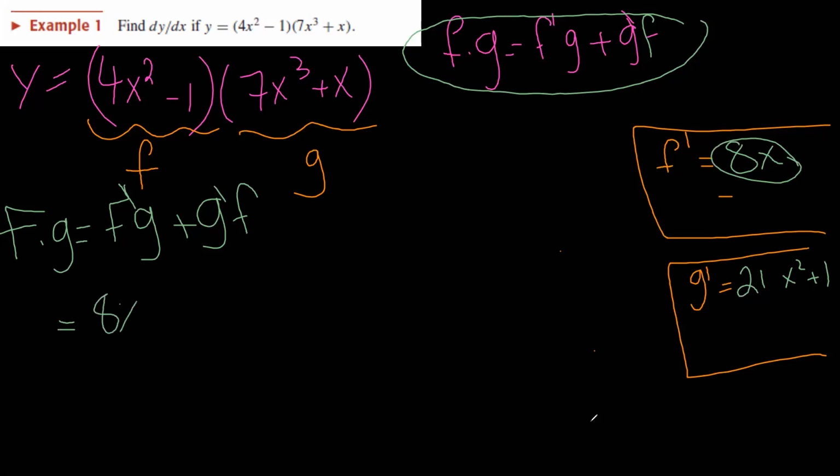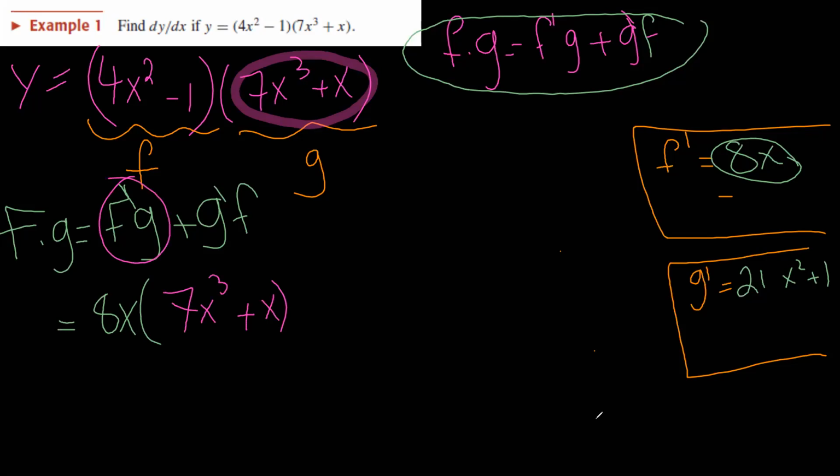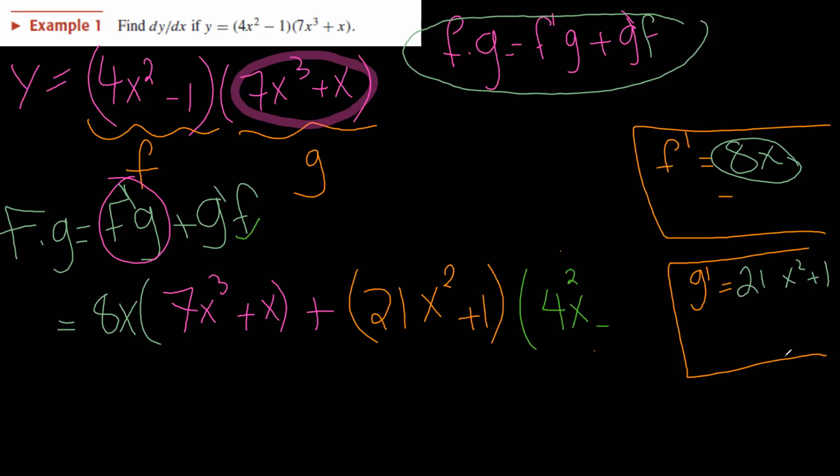8x. 8x times. Where is g? No, g, not g prime, g. This one: 7x cubed plus x. This is the first one, f prime g, plus. Now, g prime f. Where's g prime? It is 21x squared plus 1. 21x squared plus 1 times what now? Where's f? 4x squared minus 1. Thank you. Is it clear?